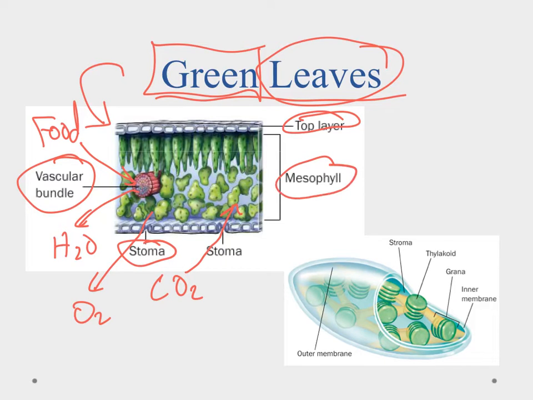And then finally we have the mesophyll, which is this middle part of the leaf, and that's where we have a bunch of our cells. And those cells are going to be green. That's where it gets its green color. And the reason they're green is because of these chloroplasts over here.